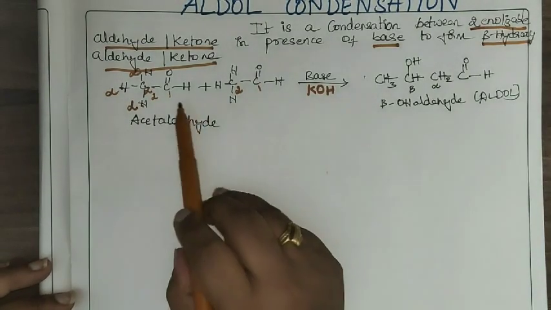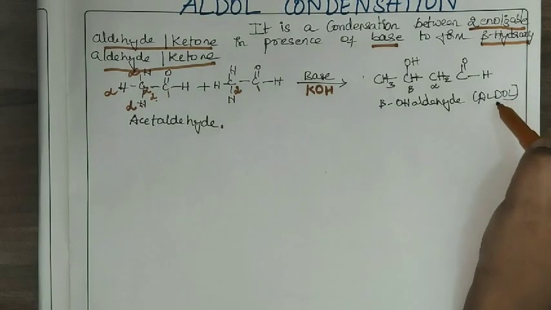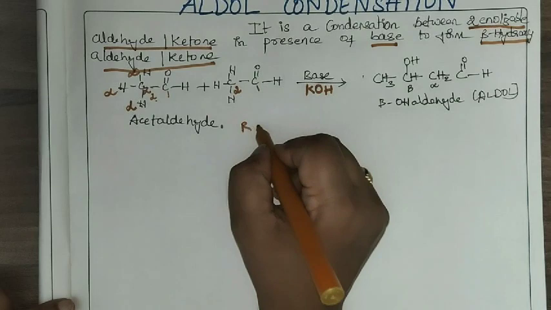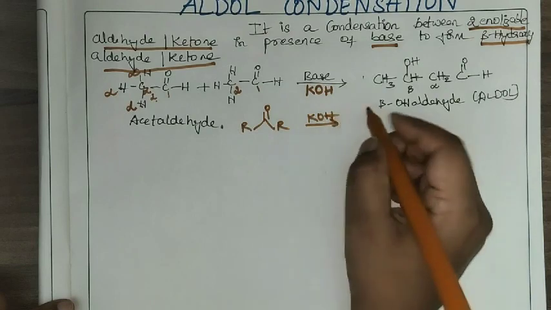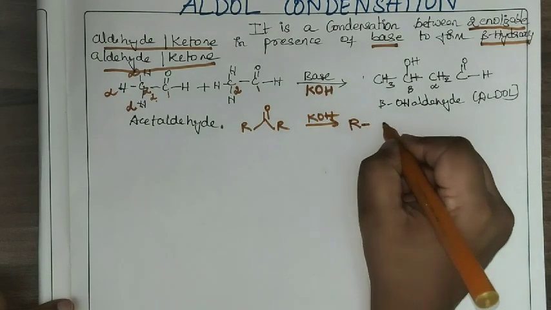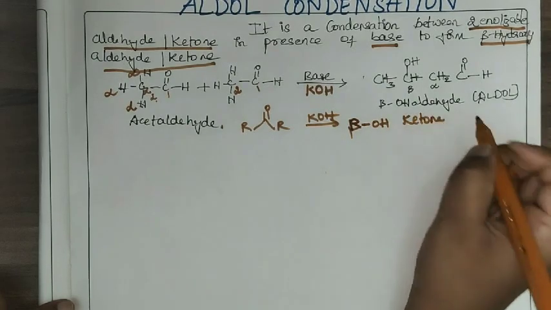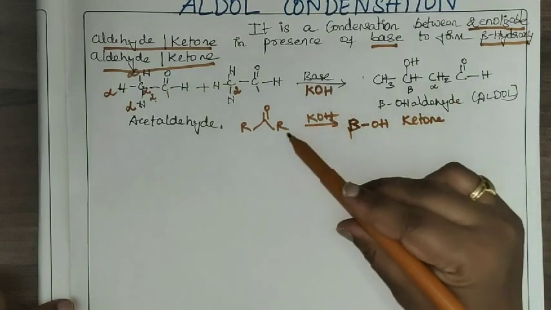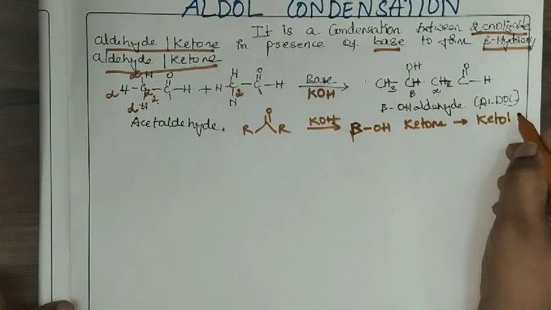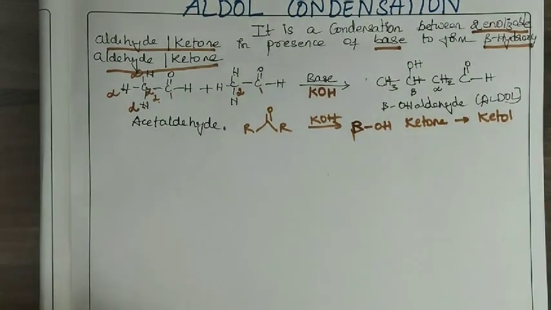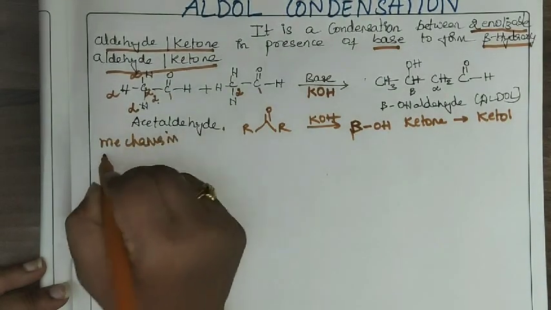If 2 enolizable aldehydes undergo condensation, it will give beta hydroxy aldehyde which is called aldol. If 2 enolizable ketones undergo condensation in presence of base, it will give beta hydroxy ketone. Aldehyde will give beta hydroxy aldehyde, ketones will give beta hydroxy ketones which is called ketol. So this is aldol condensation, and now we will see the mechanism involved in the aldol condensation.